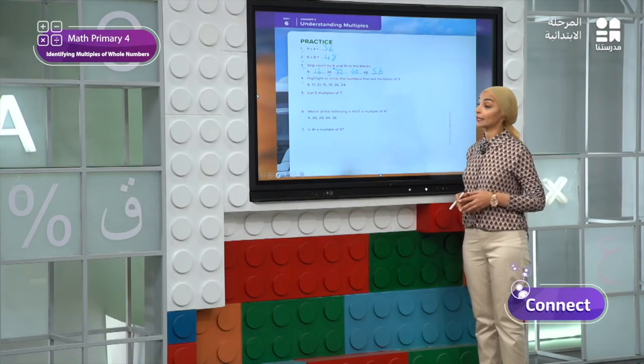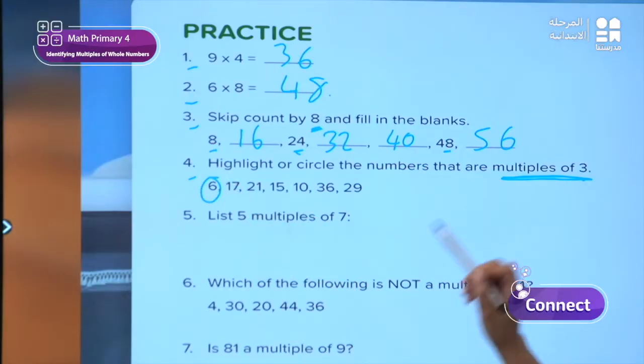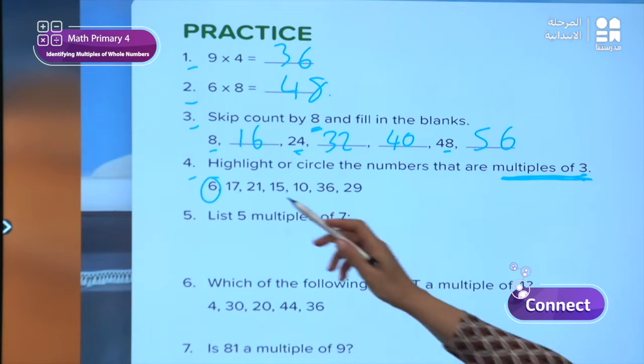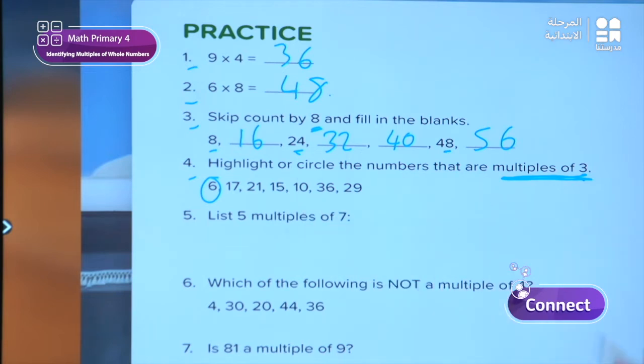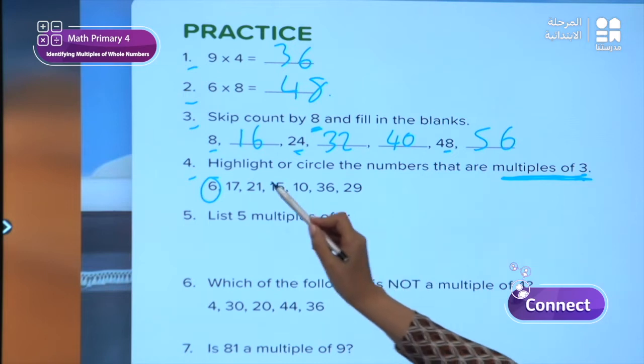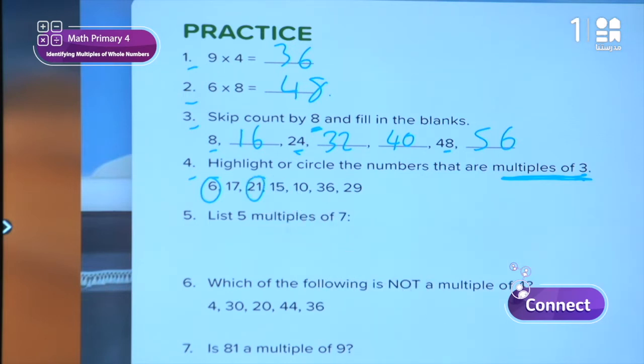Okay? And now let's move to problem number 4. Here you want me to highlight or circle the numbers that are multiples of 3. Didn't we agree that multiples of 3 means moving by 3 or skip counting by 3? Let's see. Circle the numbers, skip counting by 3. The first number is 6, right? 6 is a multiple of 3. What else? 17? No, it is not a multiple of 3. Okay, 21? Yes, a multiple of 3.